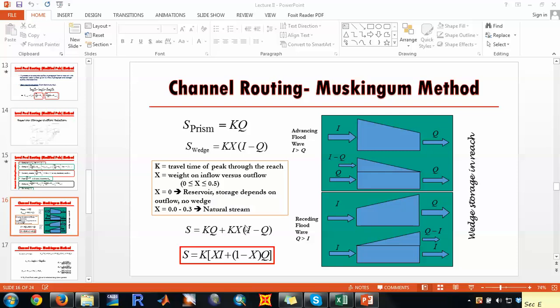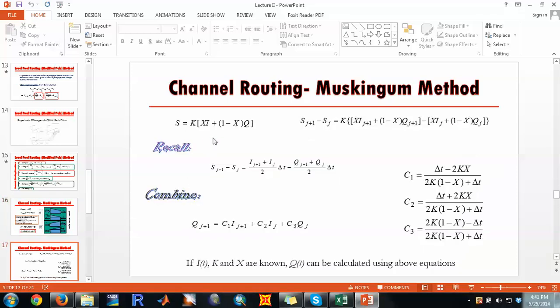So how can we come up with the characteristics of our Muskingum equation? The Muskingum equation helps us to estimate the flow at certain points downstream by using this equation. For example, this one is the natural change in storage equation. You can equate this equation with the Muskingum equation, and you can finally come up with this one. So these are the coefficients C1, C2, and C3.